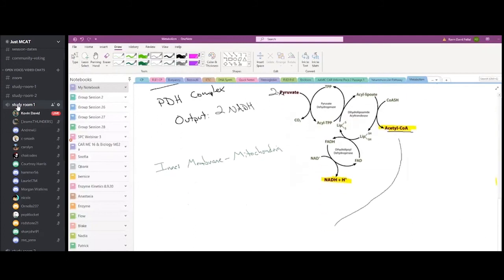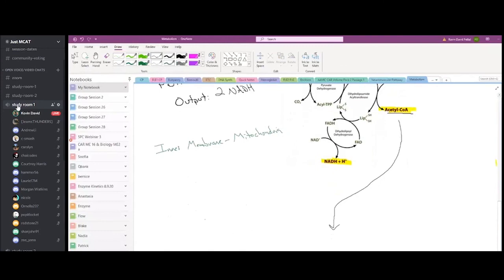So we got the acetyl CoA, and that's going to be transported from the inner membrane. And we'll talk about shuttles later in one of the questions.